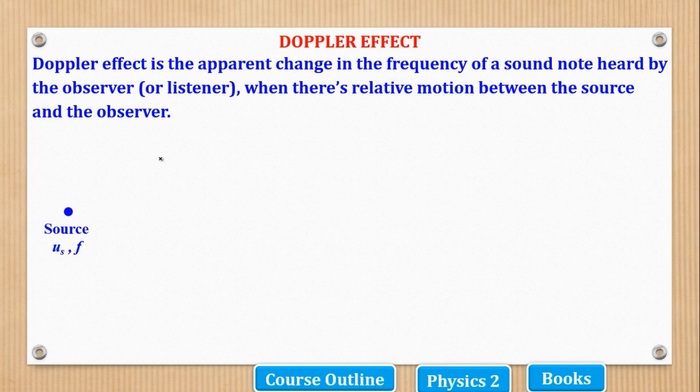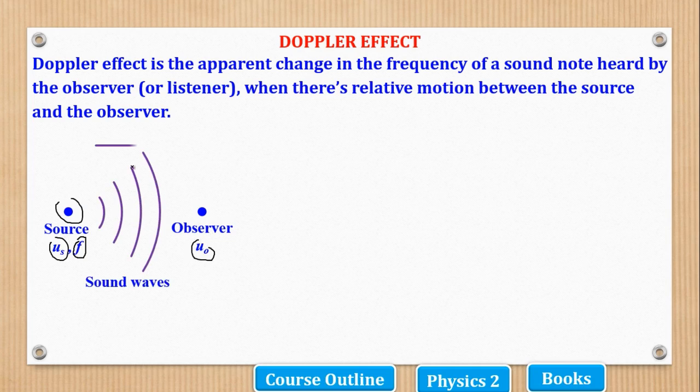Let's first illustrate what we need. We shall have a source moving at speed u_s and emitting sound of frequency f. And this is the observer or the listener. The sound will reach the observer with a velocity v, where v is the velocity of sound in air. This is the velocity of the source, this is the velocity of the observer, and this is the true frequency of the sound note from the source.